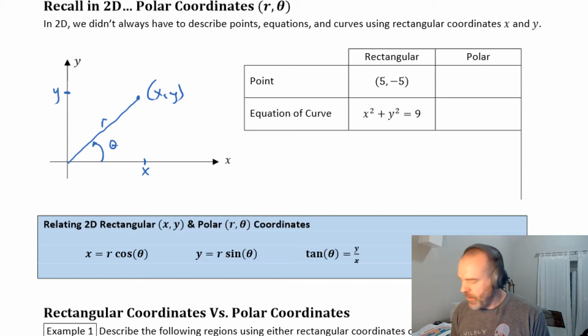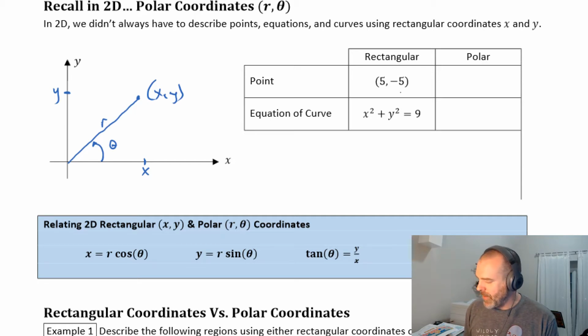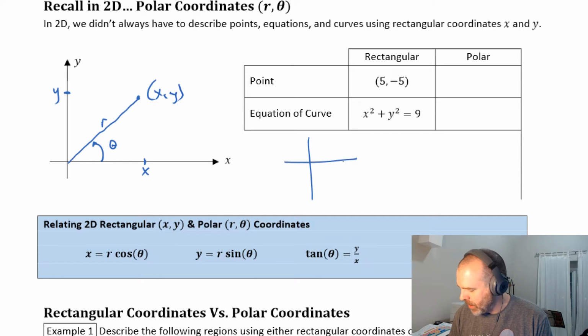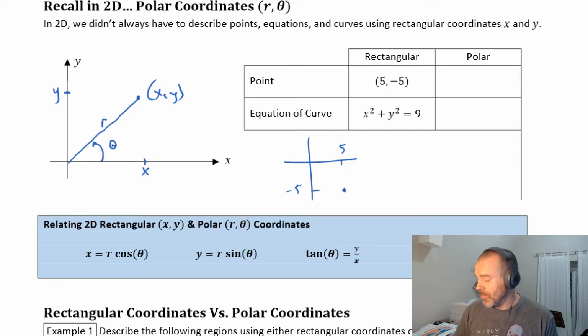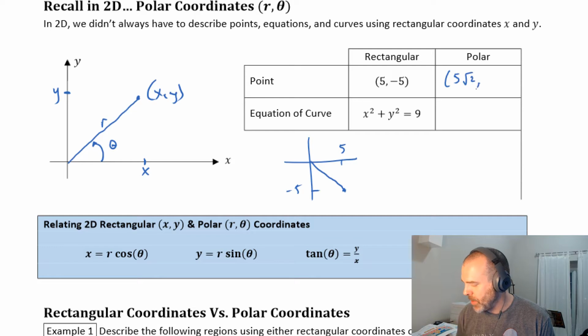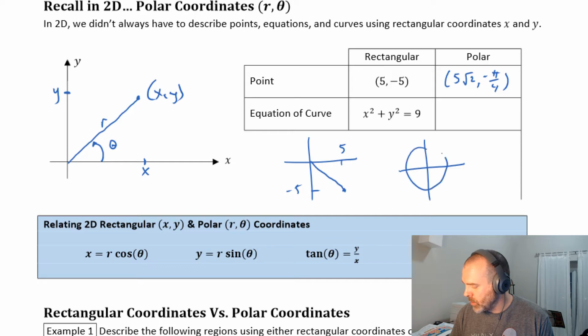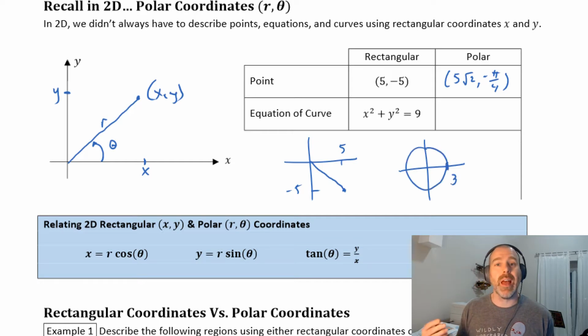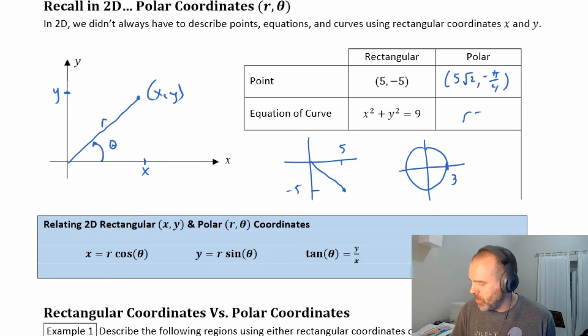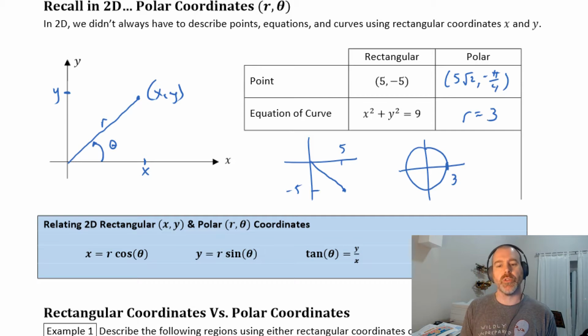So, for example here, if we have the point 5, negative 5, where would that be? That would be down here. That point in polar coordinates would be 5 square root of 2, that's how far it is from the origin. And then an angle, there's a variety of responses there, but we could put negative pi over 4. And like the equation of a circle, x squared plus y squared equals 9, that's a circle of radius 3. What that means is that r is a constant 3 and the angle can go throughout all of the angles, and so that's a simple equation in polar coordinates, r equals 3.